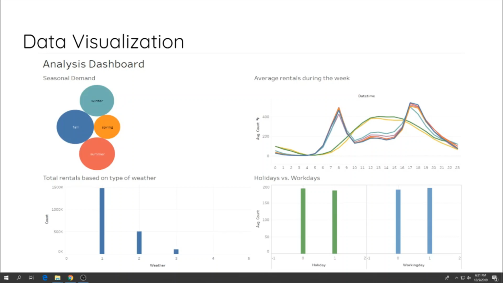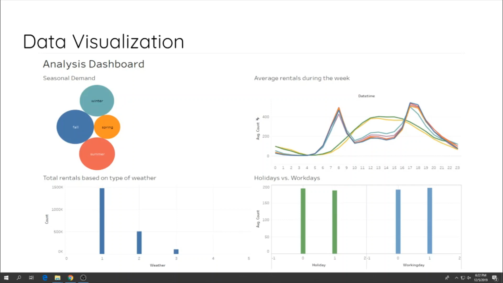Then if we take a look right below the seasonal demand graphic, you can see the total rentals based on type of weather graph, with 1 representing a more ideal weather condition and 4 being the worst weather condition. 1 shows the peak volume of bike rentals, and then it dramatically drops down after, which we did assume would be the case, with 4 being at its lowest and representing the worst weather conditions.